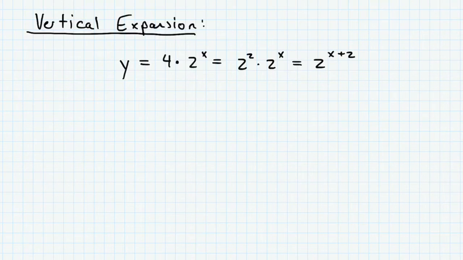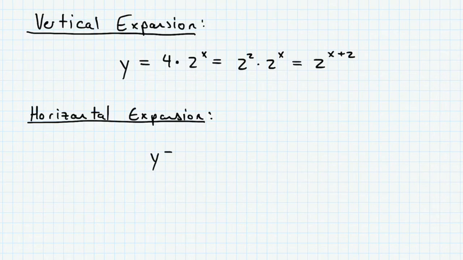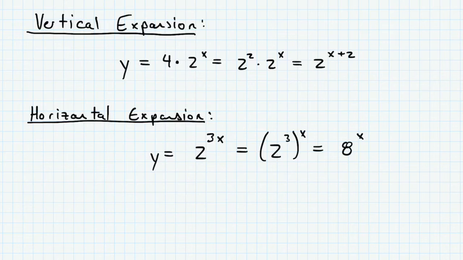Because of that, we won't do any vertical expansions in this section, because we can always just translate it horizontally. We will also not do any horizontal expansions or compressions. For example, 2 to the power of 3x is a horizontal compression by a factor of a third, but it's also the same as 2 to the power of 3, to the power of x, because 2 to the 3x is 2 cubed to the x, which is like 8 to the power of x. So absolutely any horizontal expansion or compression can be taken care of just by changing the base. So we're not going to deal with any horizontal expansions for this reason.